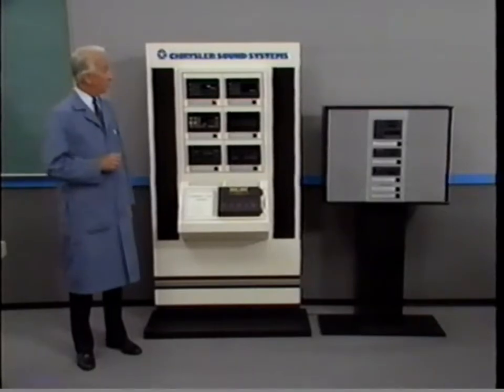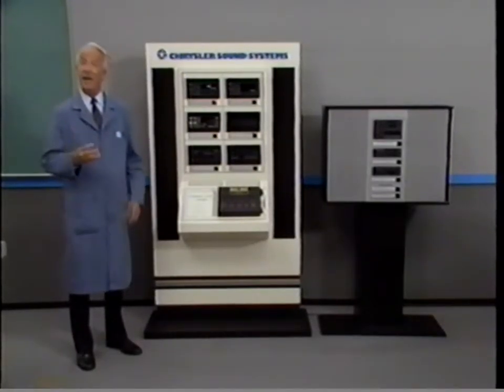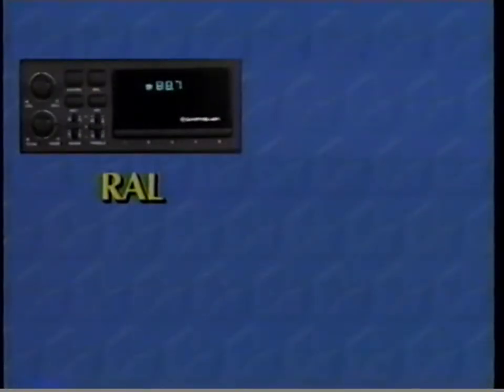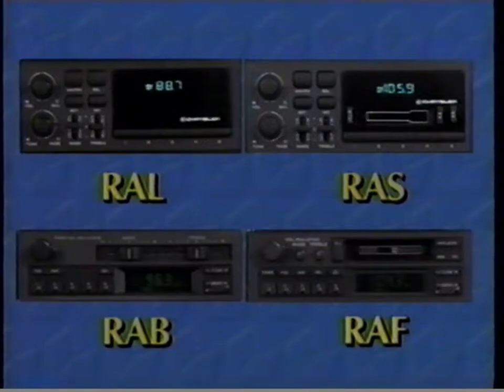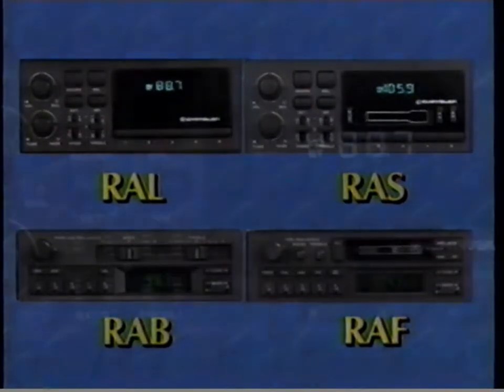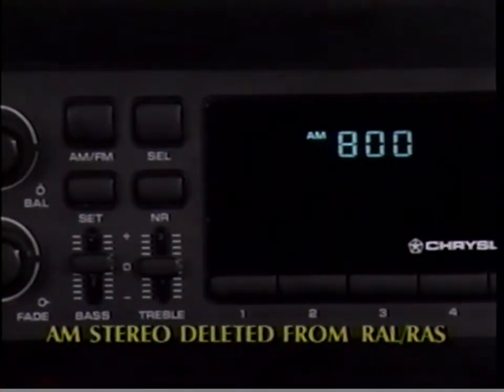There are 8 corporate radios offered for 1991, 4 standard line and 4 premium radios. The 4 standard line radios are the RAL, RAS, RAB, and RAF. All 4 of these radios are carryovers from 1990. The only change made for 1991 was the deletion of the AM stereo from the RAL and RAS radios.